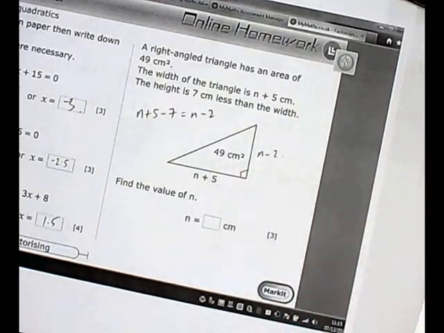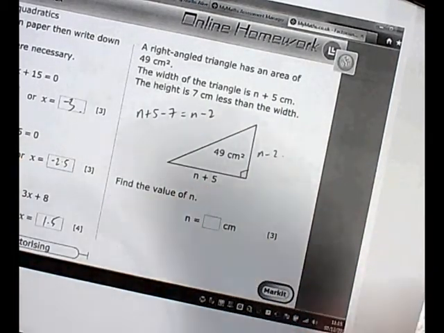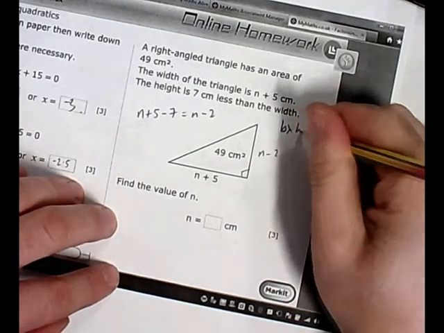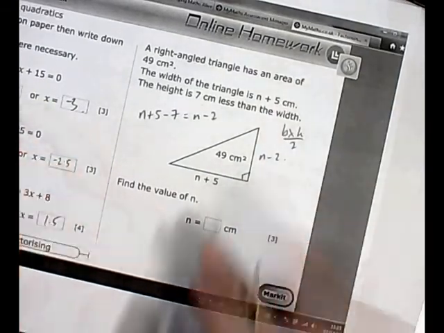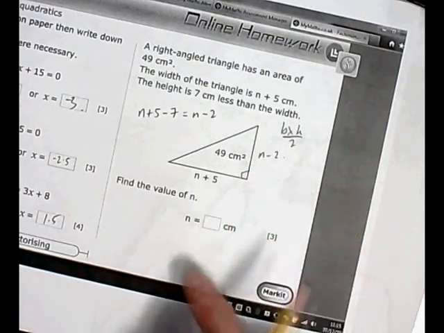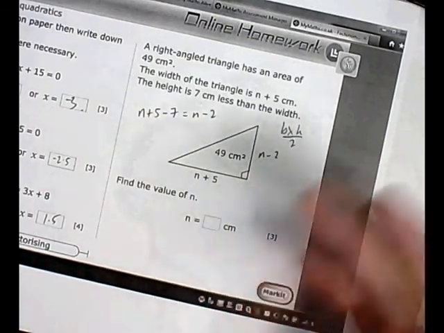It says the area is 49. So base times height over 2 is how you find the area. We'll times these two sides together, form a quadratic, we'll halve it and make it equal to 49. So I'll do that all on a different sheet.